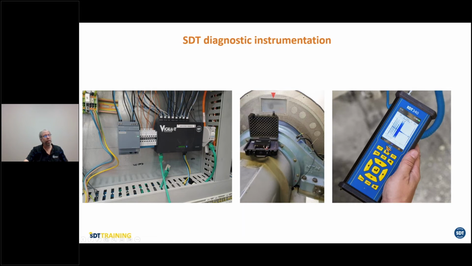And finally, the 340, which is our main instrumentation for walk-around data collection, takes ultrasound and vibration. It also takes temperature, and it has a tachometer inside of it. These are the three main things we're going to talk about today.